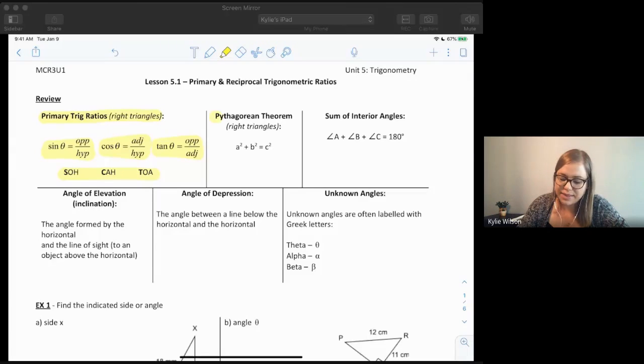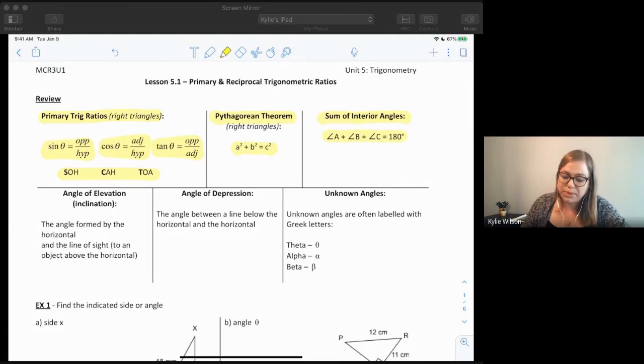Then we have the Pythagorean theorem. Remember that the primary trig ratios and the Pythagorean theorem can only be used on right-angled triangles, nothing else. If you try to use them on a non-right-angled triangle, you will get the wrong answer. It doesn't work like that. So we have our Pythagorean theorem, which you have used for years and years and years. We also have the sum of interior angles of a triangle. Remember that all of my angles on the inside equal 180 degrees. So if I have two of them, I can always find the third one.